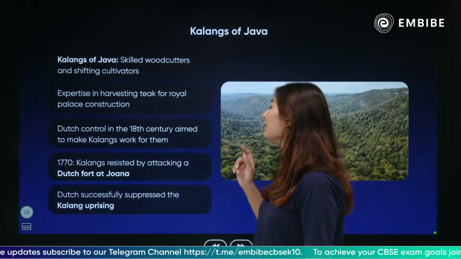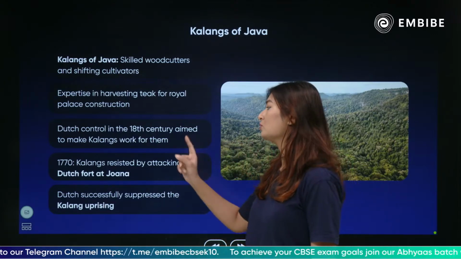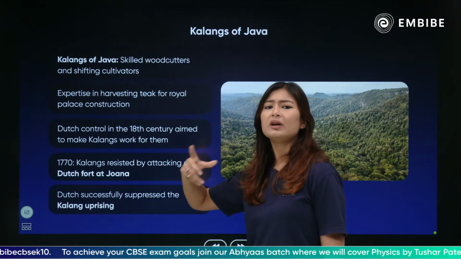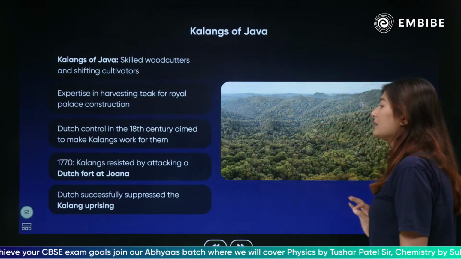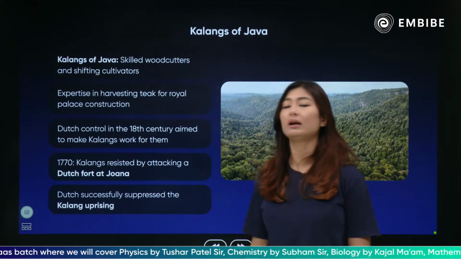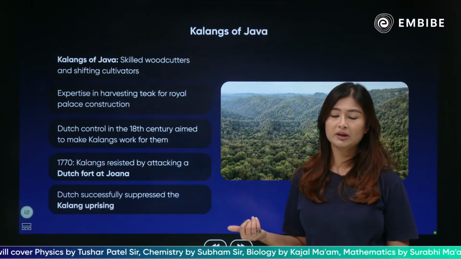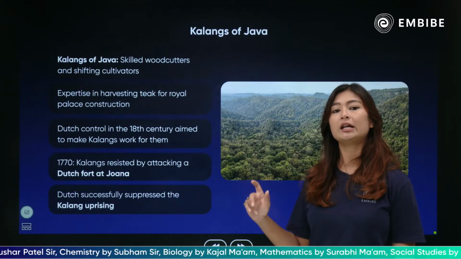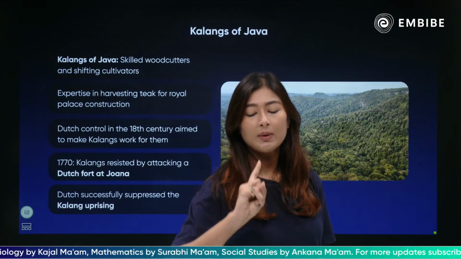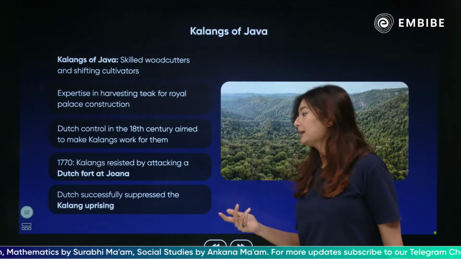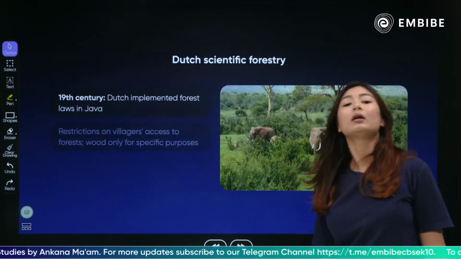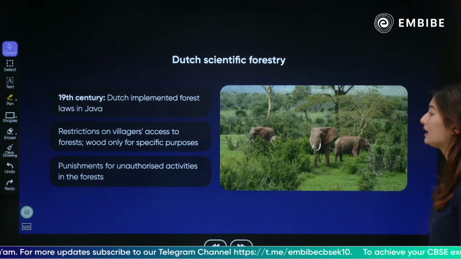Okay, so in 1770, in the 18th century we know that they started ruling this place, which is the beginning of 1701, 1702. In 1770 the Kalangs started resisting by attacking a Dutch fort at Joana. So they also had a rebellion. They didn't want to work for them. They didn't want them there at all. So what did they do, they attacked a fort in Joana, saying listen, if you keep doing this, we will attack you, we will show our rebellion and revolt. Okay, the Dutch successfully suppressed the Kalang uprising, but it was not successful. They came under the control and suppression of the Dutch very easily, immediately.